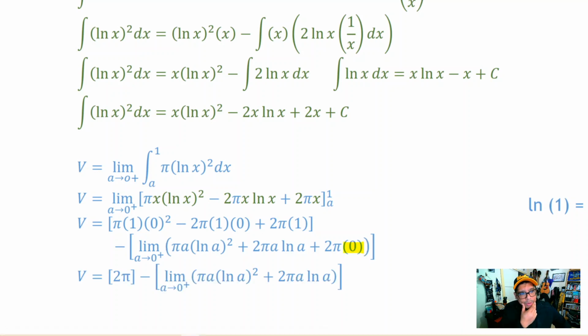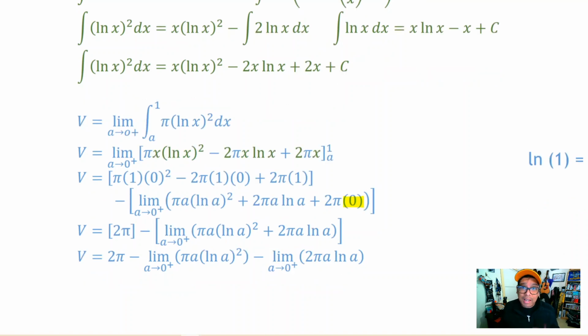So now we have two limits to deal with. I'm going to separate these limits out and simplify just a little bit more. And let me tell you, neither one of those limits come easy. They are both indeterminate forms. So, keeping that in mind, let's take a look at the second one.